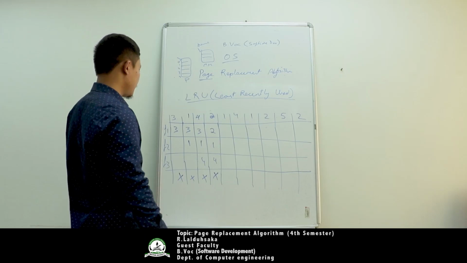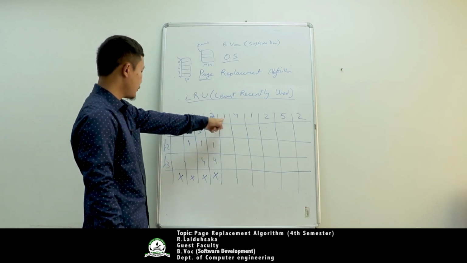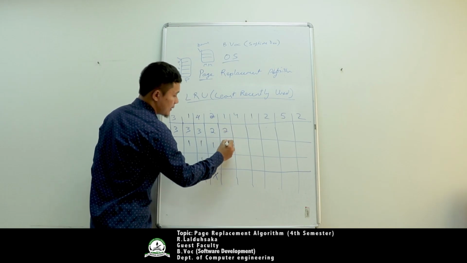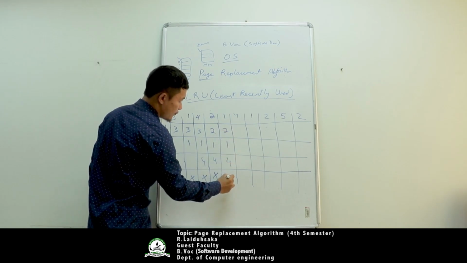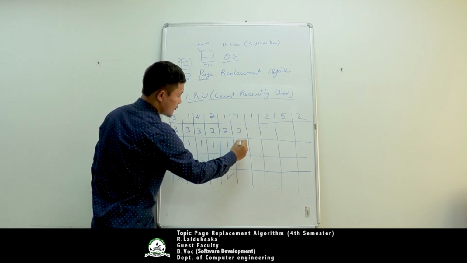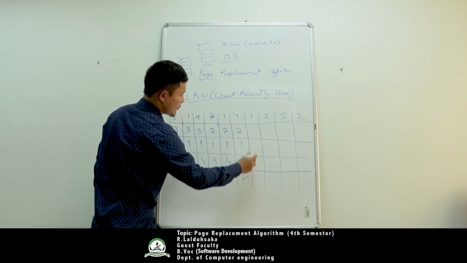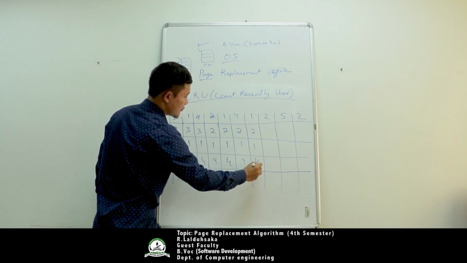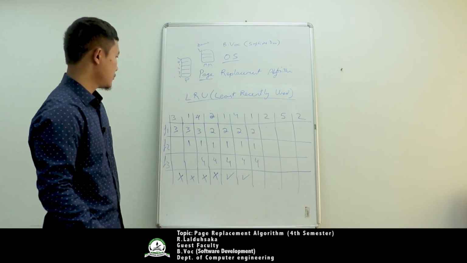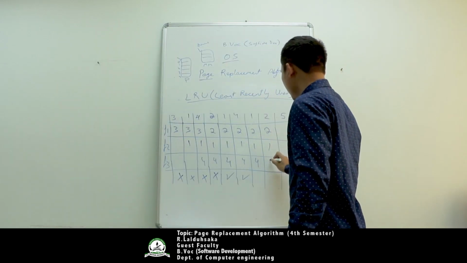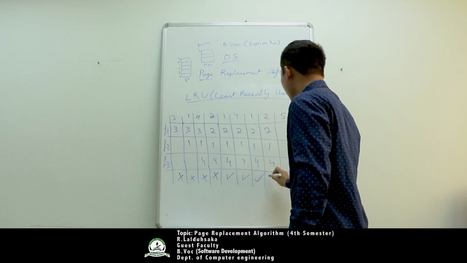One is here. Next is 1. 1 is in the frames, so it is a hit. 4 is also here, so it is a hit again. 1 again. Well, I hit. 2, 1, 4. Both are hit.